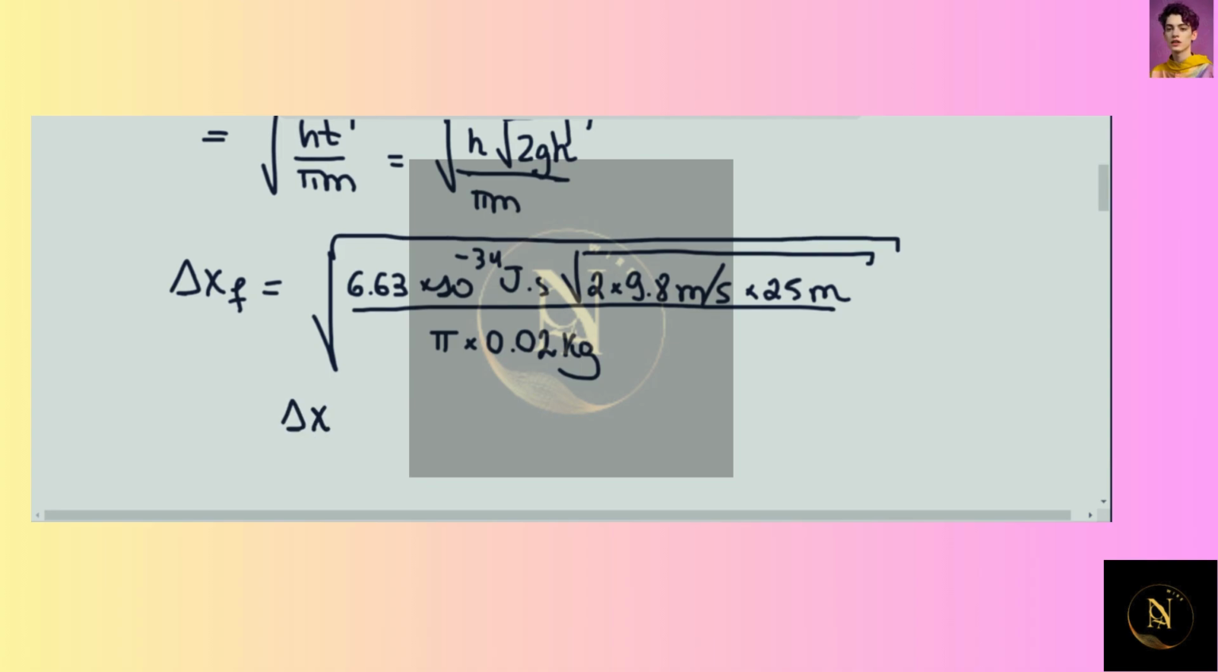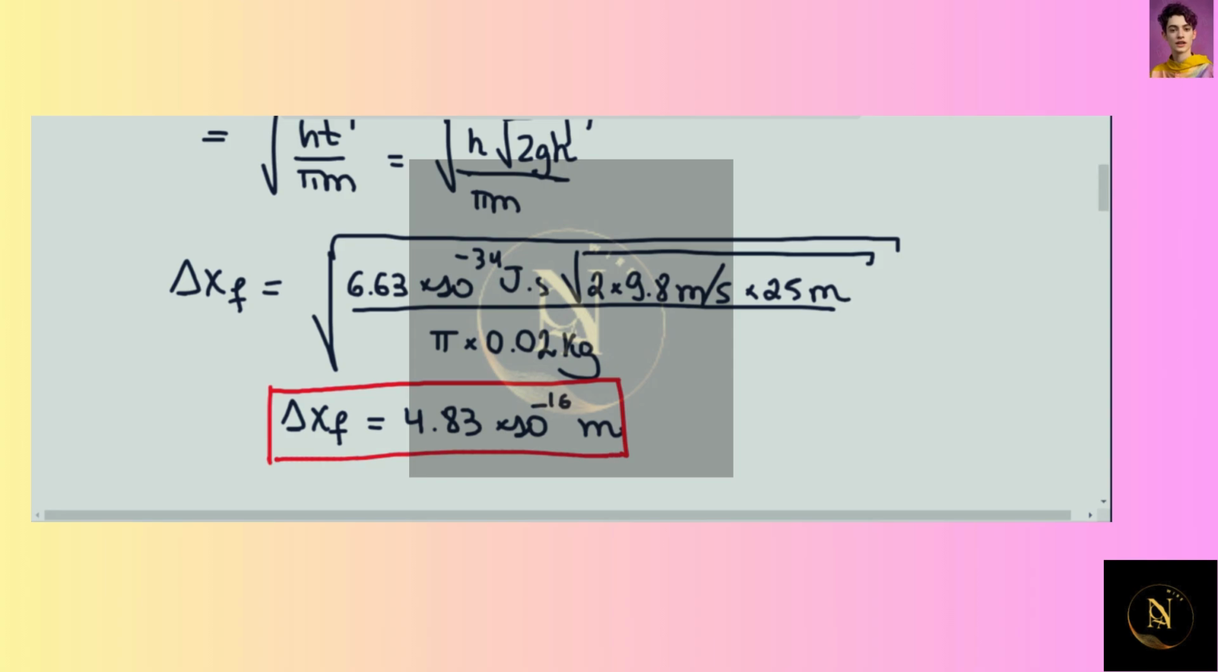So delta xf is equal to 4.83 times 10 to the minus 16 meters. So this is how much you miss the target horizontally.